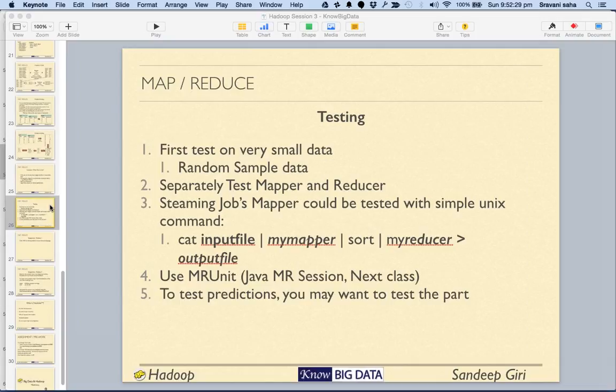So that is how you basically test mapper and reducer separately. And once you have tested them separately, in case you are using the streaming job, you can use the Unix command line like this. You can say cat input file, my mapper, sort, my reducer, and output file. This way, without using Hadoop, you will be able to test your mapper and reducer. Make sense to you?